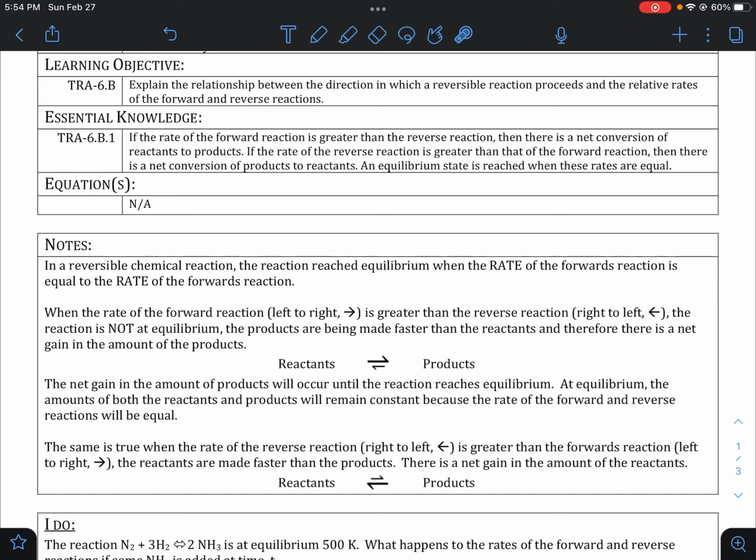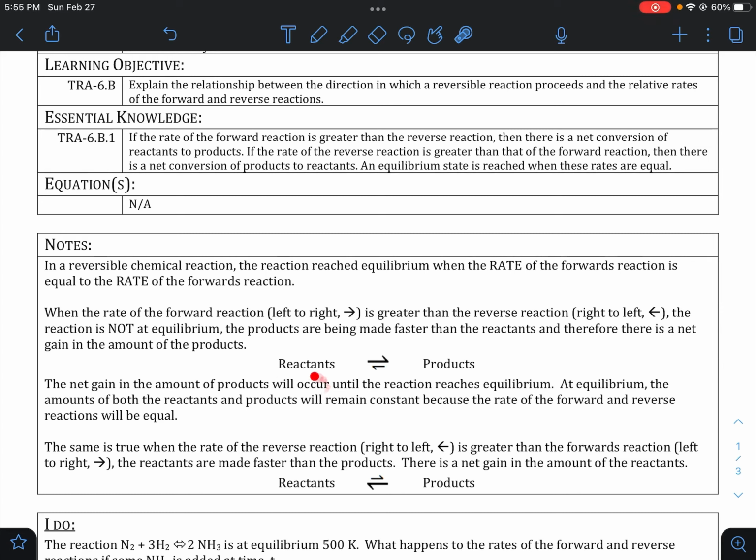All right. Now, sometimes we can see where the rates of the forward or the reverse are larger. Okay. So, for example, if we look at this here, the reactants to products has a larger arrow. Because what that's saying is that the rate of the forward reaction is greater than the rate of the reverse. But again, this only happens when we are not at equilibrium.